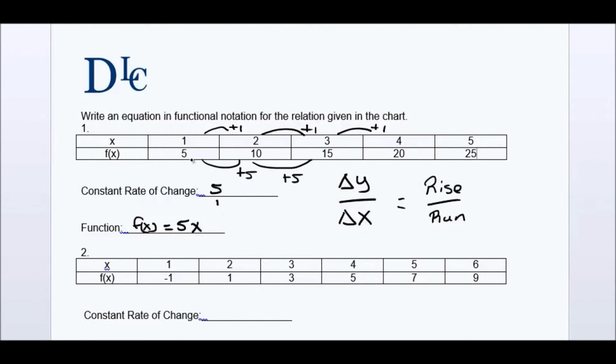Okay, let me repeat that. If we plug in 1 here, 5 times 1 equals 5. If we plug in 2 here, 5 times 2 equals 10. If we plug in 3, we get 15, and so on. So there's no number we have to add to this to finish this function. We are finished. So f of x is equal to 5x.